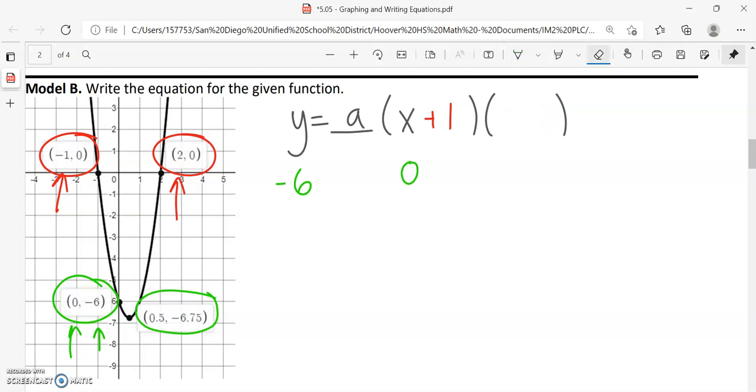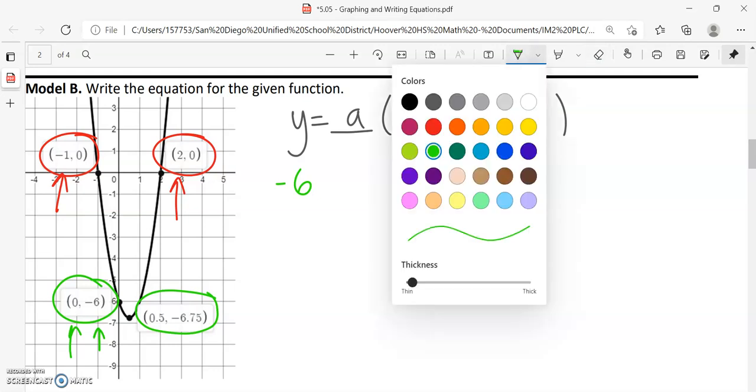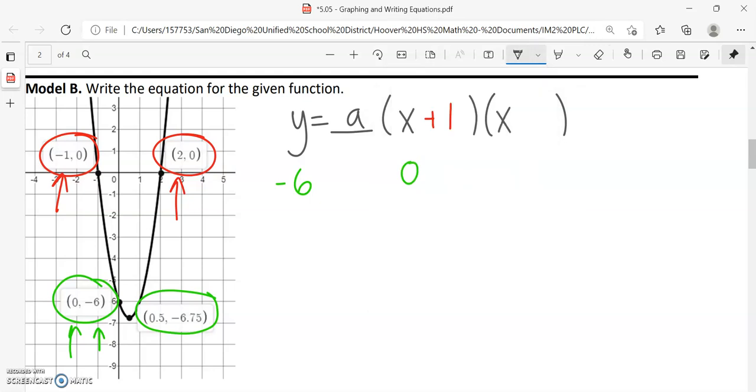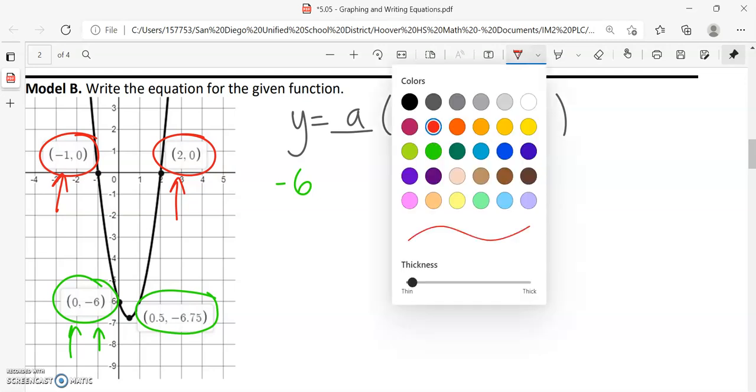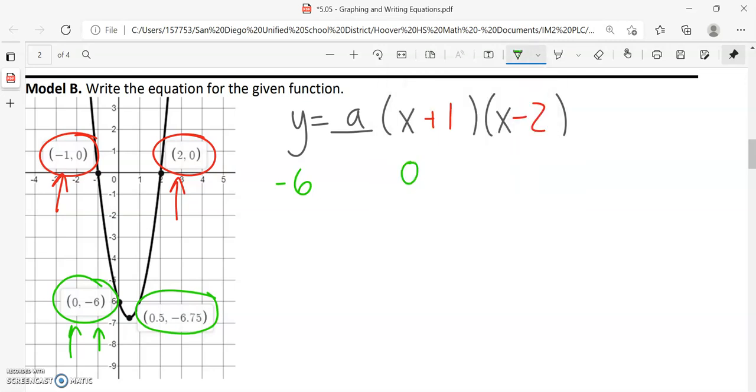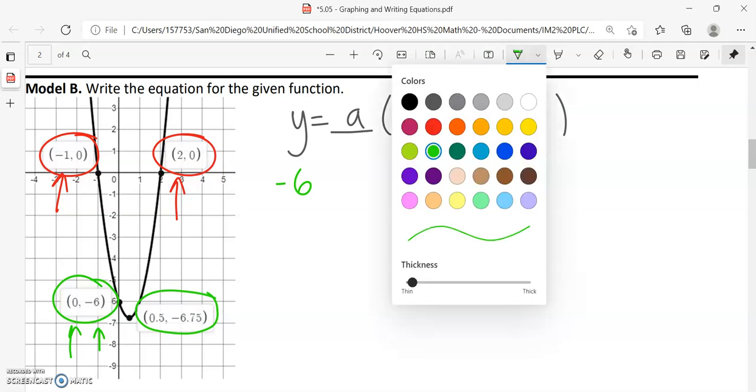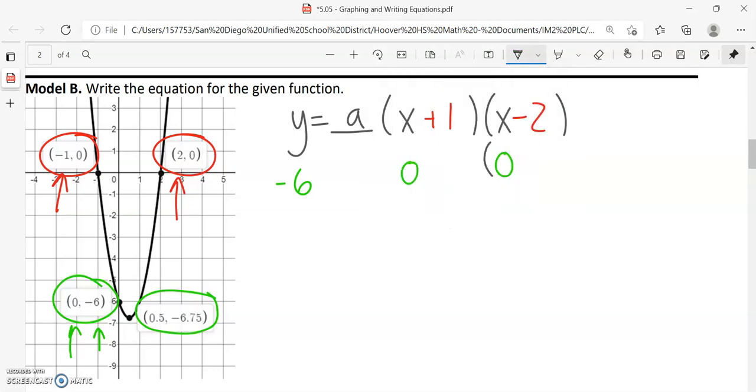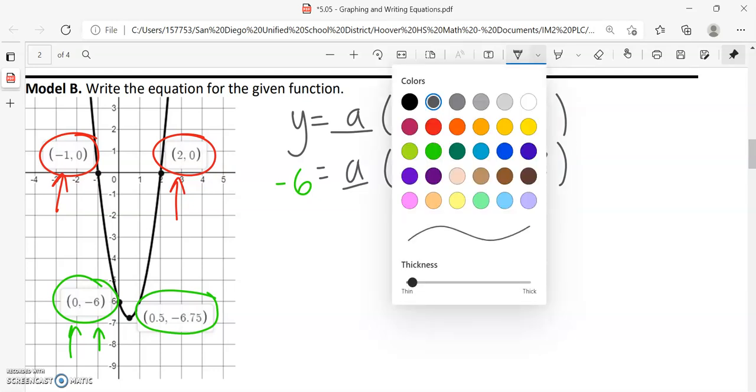I just realized. Should have an x there. x minus 2. Like that. And then 0 goes in for x, and let's go ahead and fill in everything else around that. So we have -2 plus 1. Our a is still unknown. So let's start doing the math.